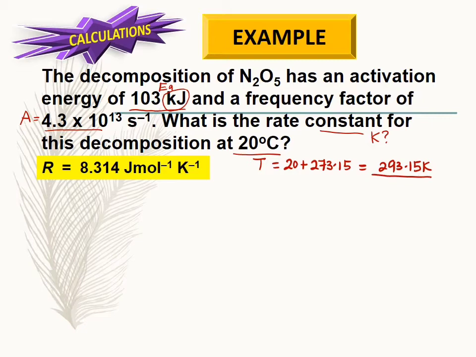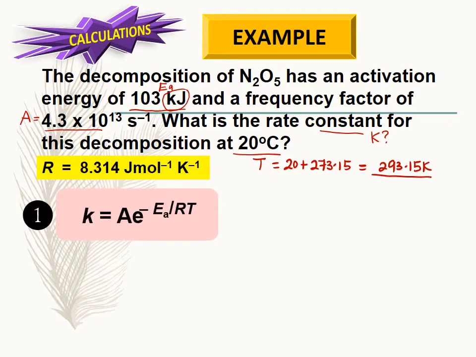Okay, so based on the information we have here, we have EA, we have A, we have T, we have R. K tak ada, K nak cari. So, which formula is suitable for this question? Formula mana yang kita nak pakai? Yes, formula yang basic tadi kan. Okay, K equal to A exponent negative EA over RT. So you have all the value. What you need to do? Yes, you just substitute all the value in this formula.